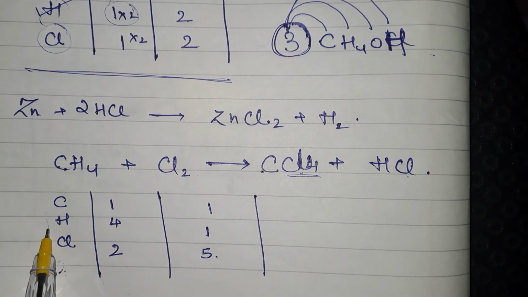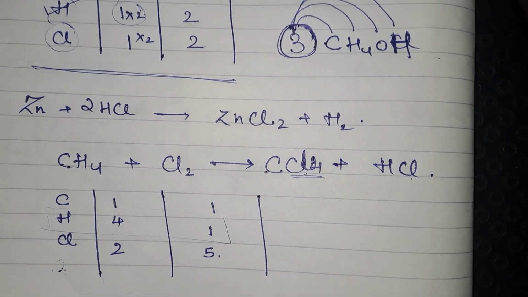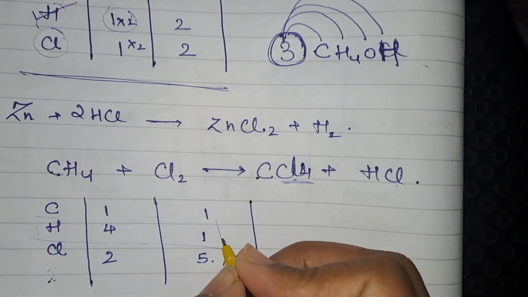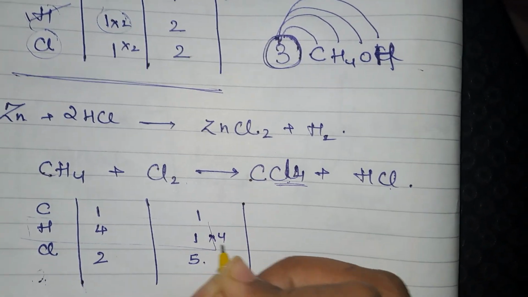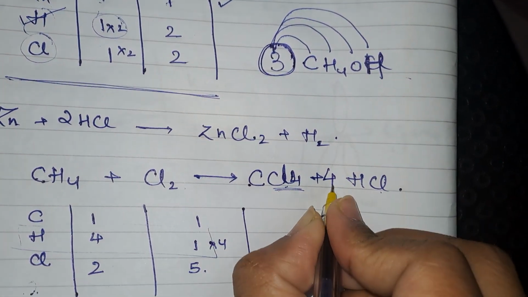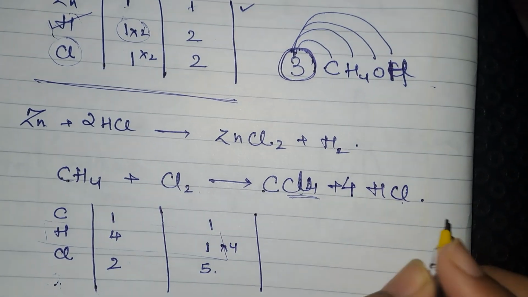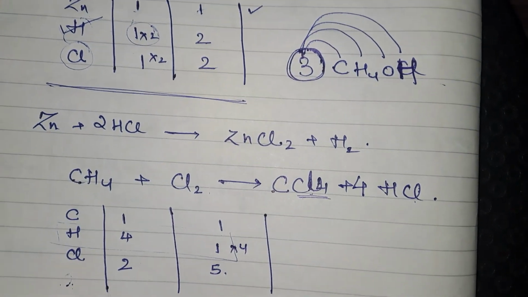Let's try balancing with hydrogen first. So hydrogen is 4 here, and here it's 4. So there's nothing I can do except for multiplying it with 4. So when I'm multiplying it with 4, the 4 goes in here, isn't it? The 4 automatically goes in here.